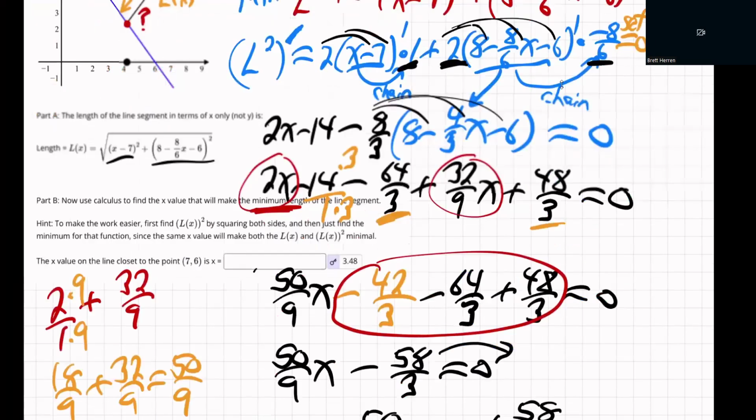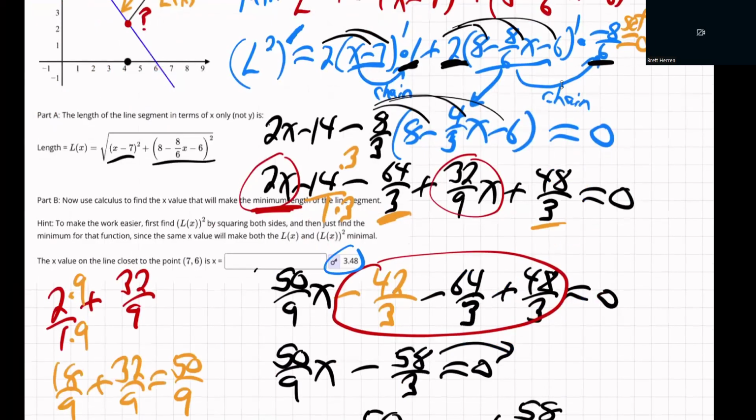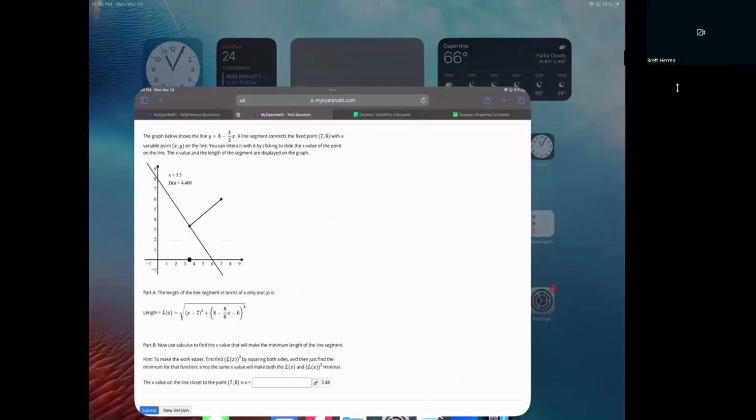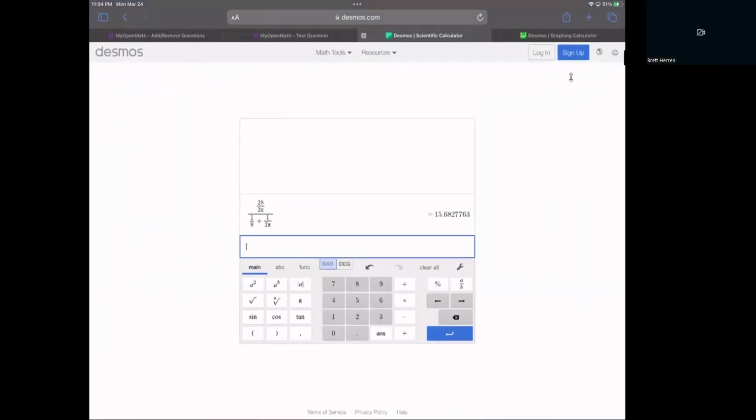Whew, is that what x was? Oh, they gave us a decimal, 3.48. Is that what 87 25ths is? Let me check Desmos. 87 25ths. There it is, 3.48. We got it. Okay, so that was messy.